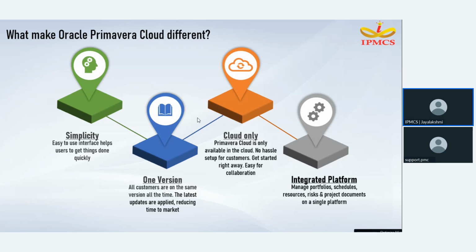The second one is that it is like one version. It is cloud-based software, and anyone can access the software using a Wi-Fi network. Therefore, all customers will be using the same version, so the hassle of saving into a lower version or the compatibility issue is completely removed here. Then it is a cloud-only software, so customers don't have any issue with hardware requirements. With a URL, we can just directly start, and it is easy for collaboration also.